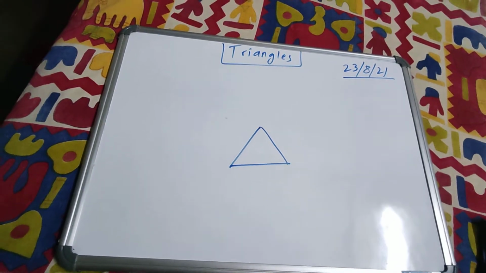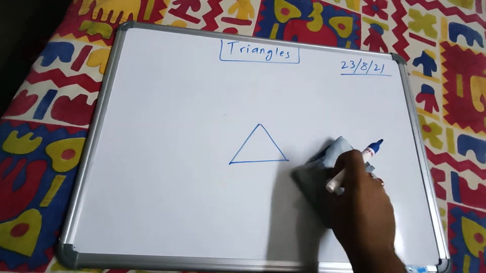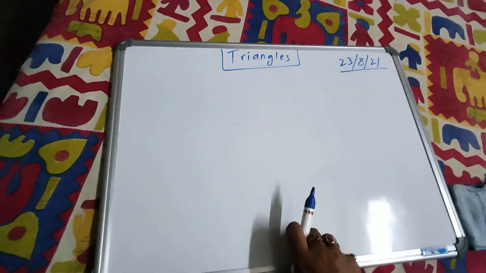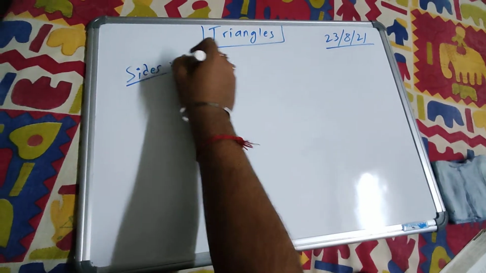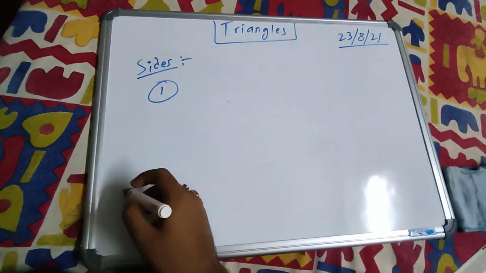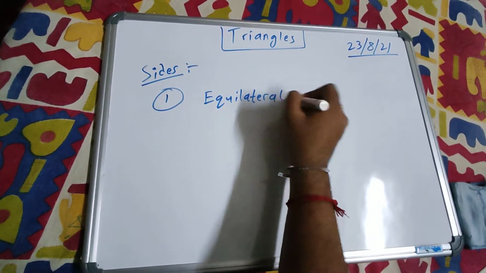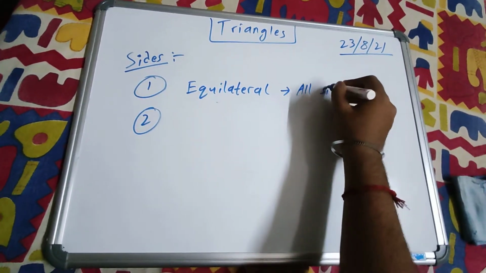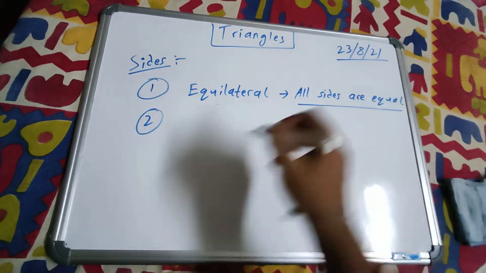Next, just by starting this chapter, we will be studying the types of triangles. There are many types of triangles, but they are based on some property. First of all, we will study the classification of triangles based on sides. Number one comes the equilateral triangle. Equilateral means all sides are equal. This is the meaning of equilateral triangle.